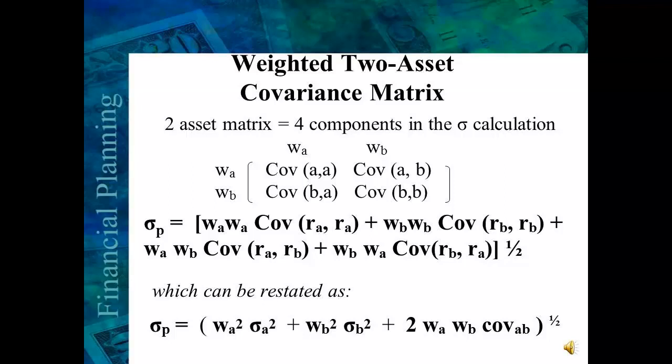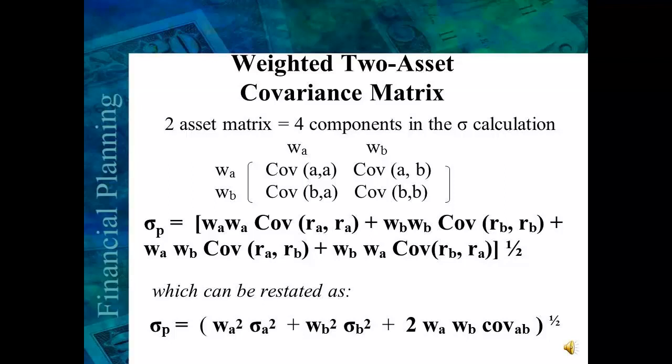The weight of asset A times the weight of asset A times the covariance of A to A plus the weight of asset A times the weight of asset B times the covariance of AB plus the weight of asset B times the weight of asset A times the covariance of BA plus the weight of asset B times the weight of asset B times the covariance of BB.